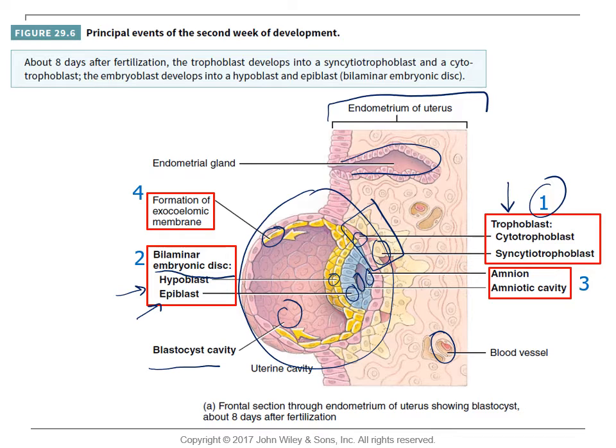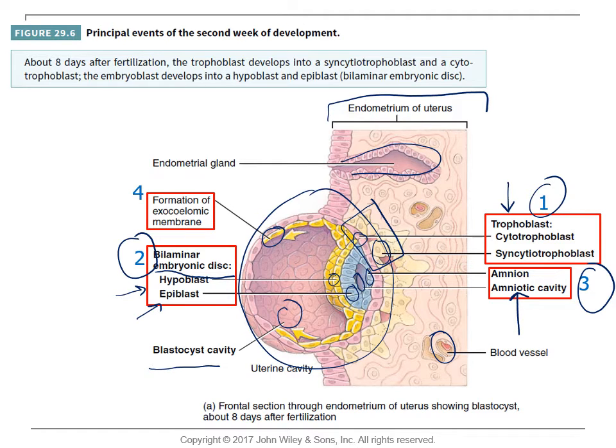of the myometrium. Second, we have the development of the bilaminar embryonic disc. Like those of the trophoblast, cells of the embryoblast also differentiate into two layers around 8 days after fertilization. We have the hypoblast and the epiblast. Cells of the hypoblast and the epiblast together form the flat disc referred to as the bilaminar embryonic disc. Then, like we said, soon a small cavity appears within the epiblast and eventually it enlarges, and that makes number 3, the amniotic cavity.